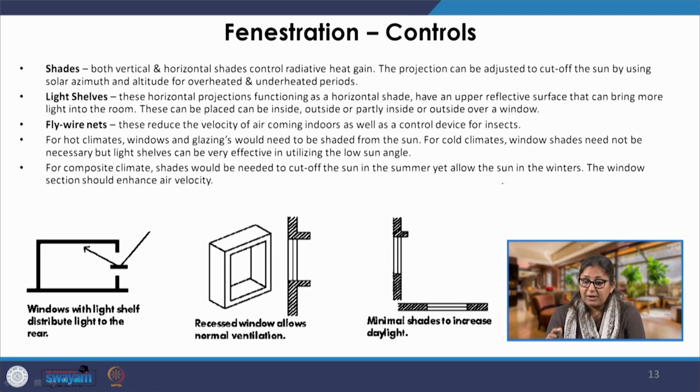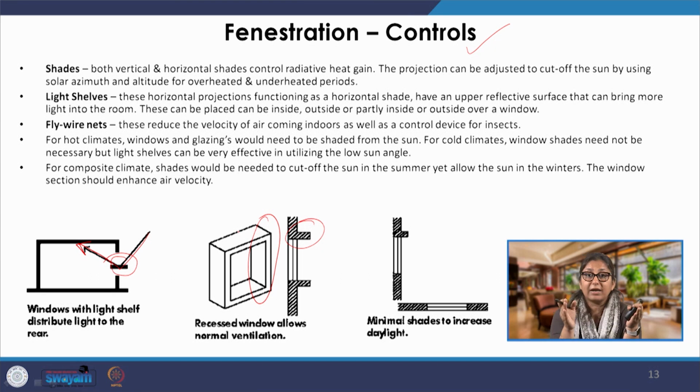Then we have to talk about the fenestration controls as part of the design element. So, we might be talking about shades, we might be talking about features such as light shelves which help in penetrating the light into deeper areas of the room, or we might be talking about not just horizontal projections but vertical projections, the shading devices. So, these are the controls of fenestration.